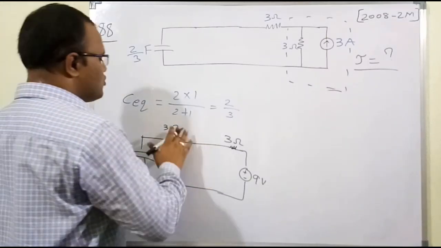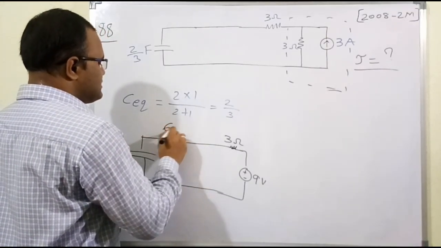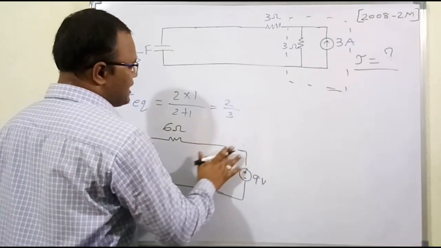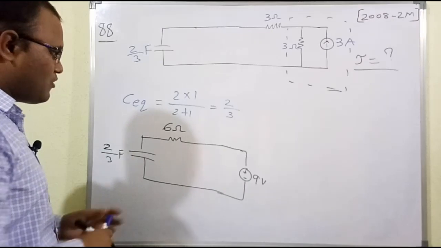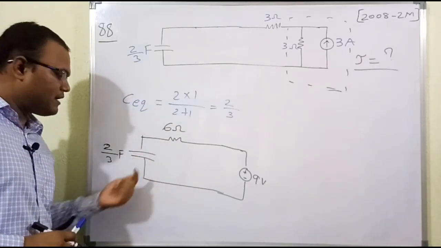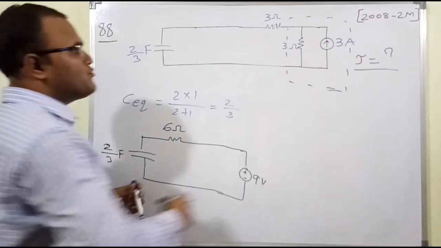So 3 plus 3 is equal to 6 ohm. Therefore, this is the 6 ohm. So what I am trying to say is I have simplified the bigger, complex circuit into a smaller circuit, which is just a 6 ohm resistor and a 2 by 3 Farad capacitor.